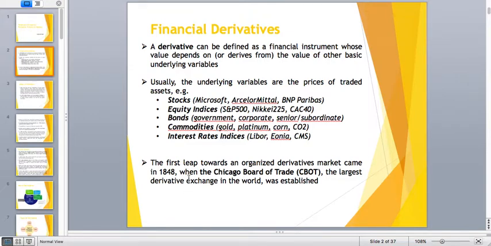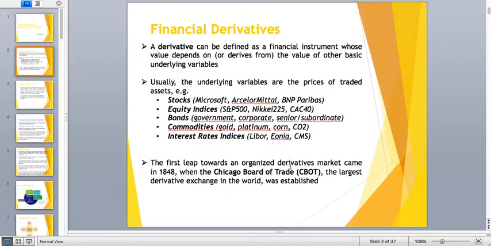Now, the first leap towards an organized derivatives market came in 1848, when the Chicago Board of Trade, CBOT, was established. You would know it is the largest derivative exchange in the world. And again, like I said earlier, the first thing that was traded was a forward contract where the underlying asset was wheat. So wheat was the commodity. Grain trading. And again, why did they go for grain trading? To reduce the risk of price between the producers and consumers of wheat.